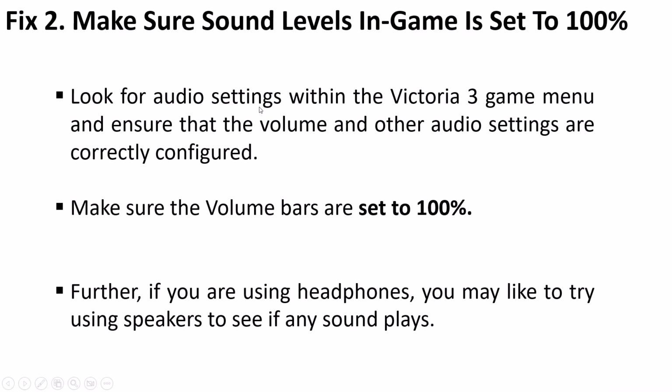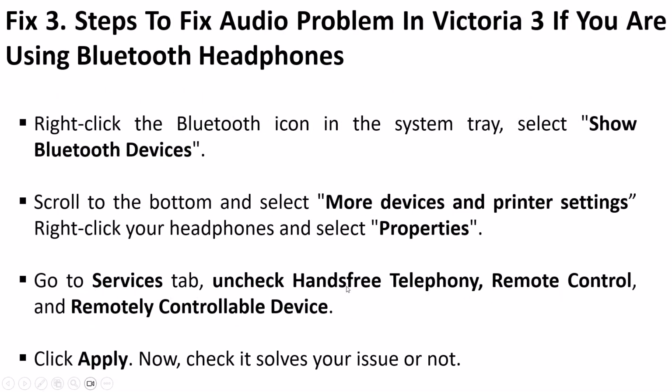Now fix 2 is to make sure sound levels in game is set to 100%. So look for the audio settings within the Victoria 3 game menu and make sure that the volume and other audio settings are correctly configured. Make sure the volume bars are set to 100%. Further, if you are using any headphones, then you may like to try using speakers and see if that helps or not.